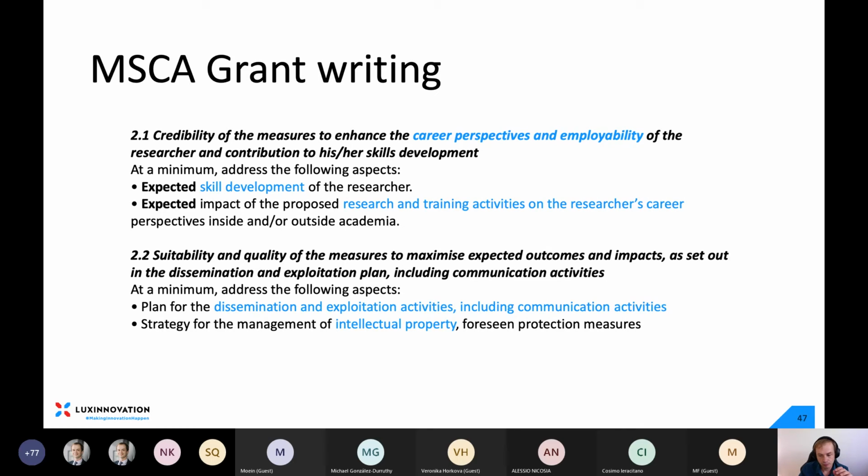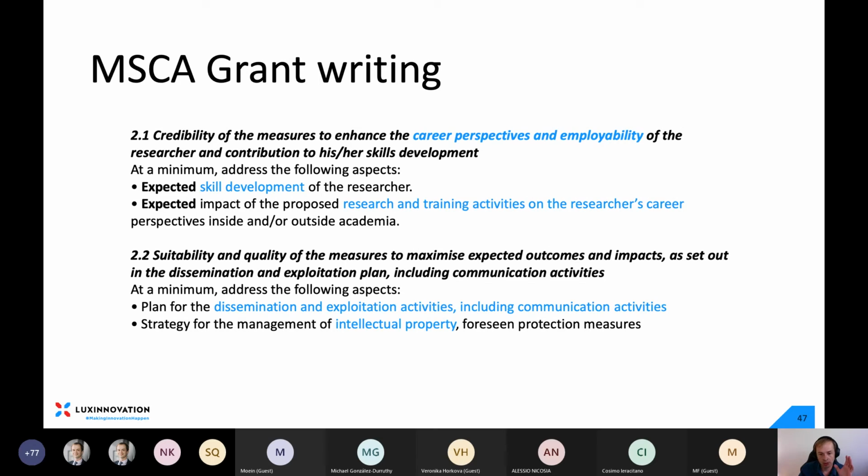Exploitation is how do you guarantee that whatever you generate, people will do the best out of this, and even beyond your project. So it might be leading to a spin-off company, it might lead to some patenting, it might lead to further research. All of these things are exploitation, and they should be considered.